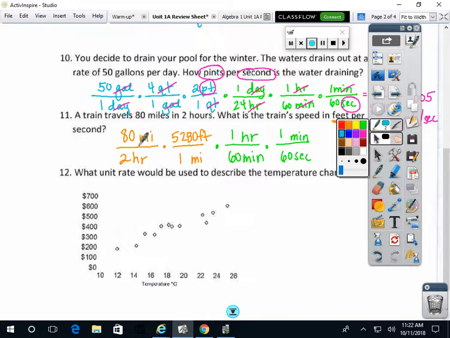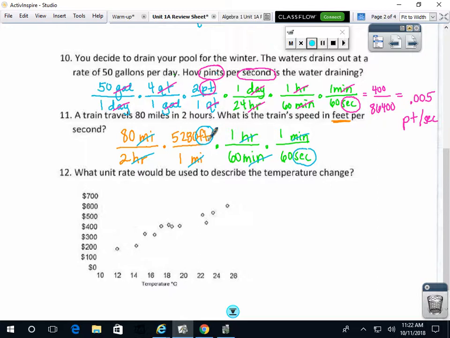All right, so now I cross out miles over miles, not feet. There's nothing to cross it out with. And then hours with hours, minutes with minutes, but not seconds. Okay, and that's what I want my answer in, feet per second. Now I just multiply the numerators, which are 80 times 5,280 times 1 times 1, and that gives me 422,400. And then I multiply the denominators, which are 2 times 1 times 60 times 60, and that gives me 7,200. And then I divide those. You always type the top in first, so 422,400 divided by 7,200, and you get what? Like about 58.67, and that's feet per second. Did y'all get that?